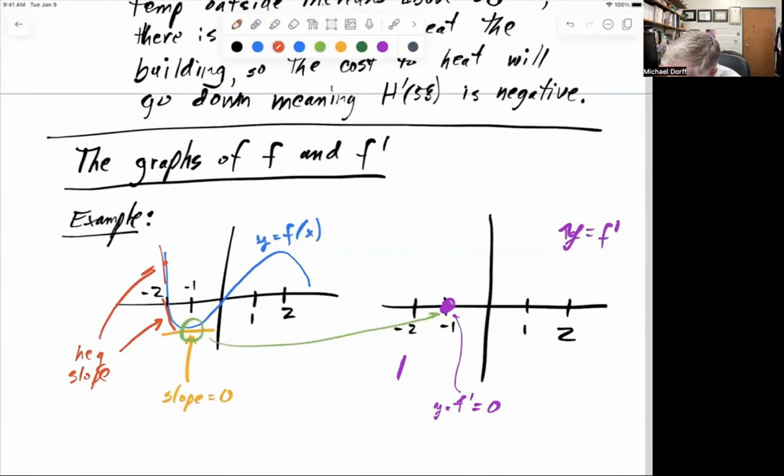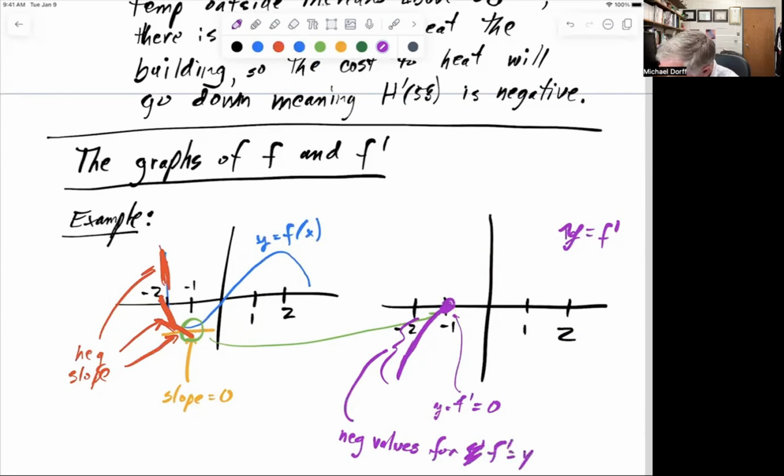But over here, where I have these red tangent lines, those slopes are negative before that. So over here on the graph of the derivative, these should all be negative values for f prime, which equals y. So the y values should be negative, meaning they're below the x-axis, because y is -1, y is -2, y is -3. Now, I don't know the exact values along the purple curve for the derivative, but I know that they're negatives.